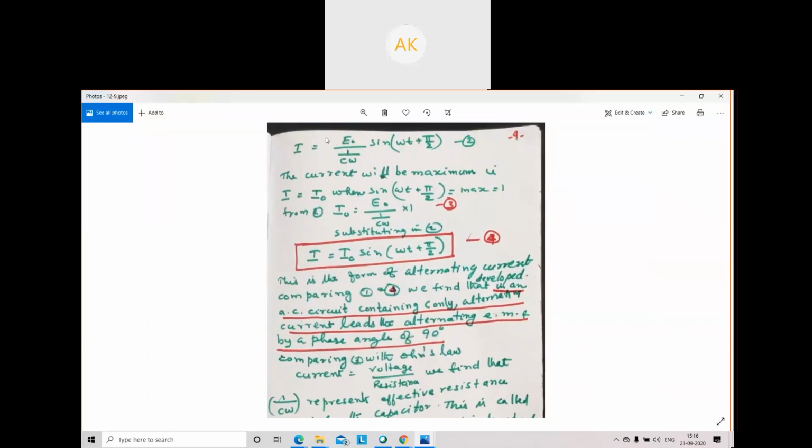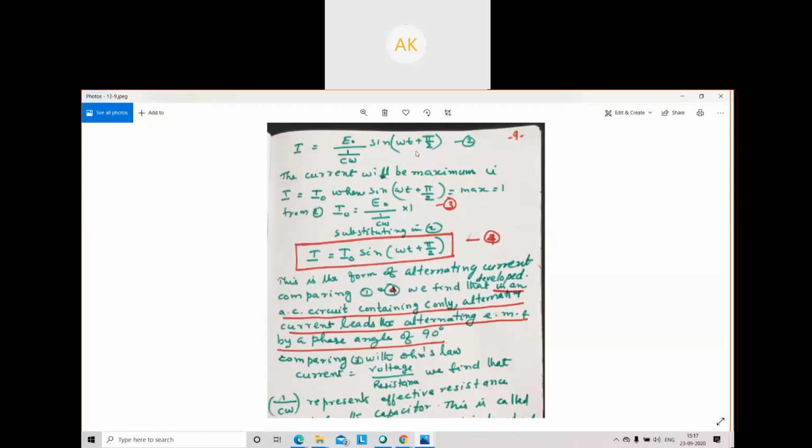So next step, I told you, I equal to E0 by 1 by C omega, we are writing into sine omega t. See, the cos function is changed to sine function. I told you last class we have to express omega t positive. When we express the current equation, omega t must be positive. So here we got a cos function, cos omega t, and we are expressing that in terms of sine in order to find out the phase difference.